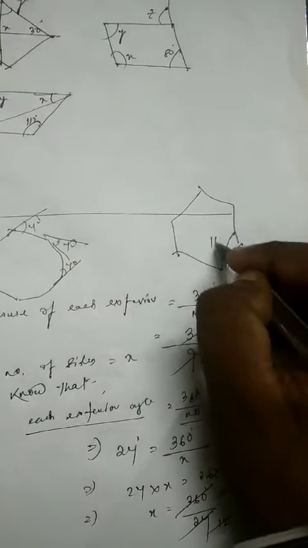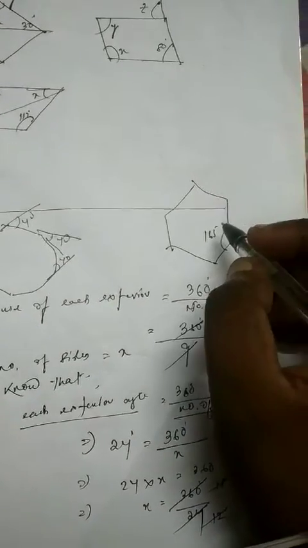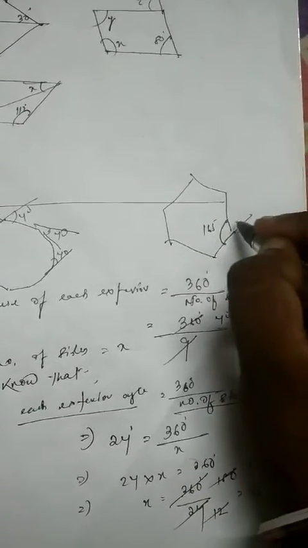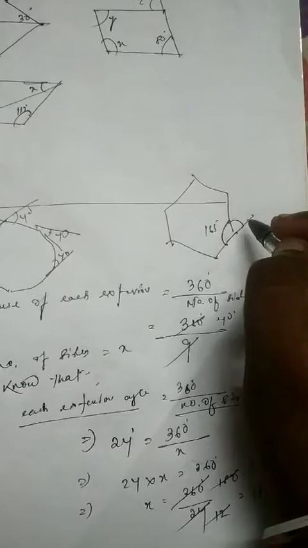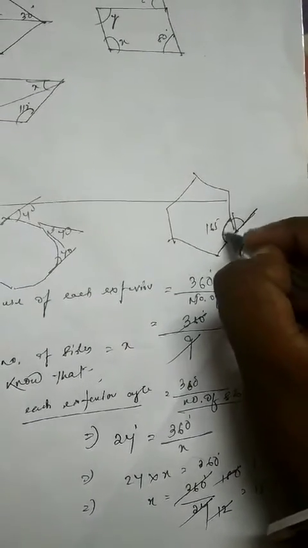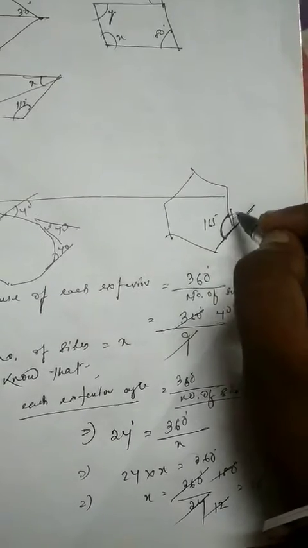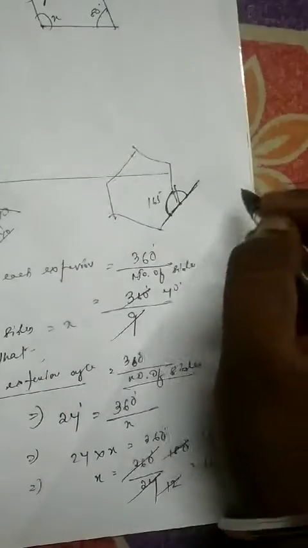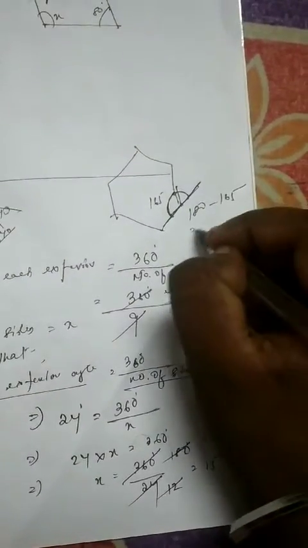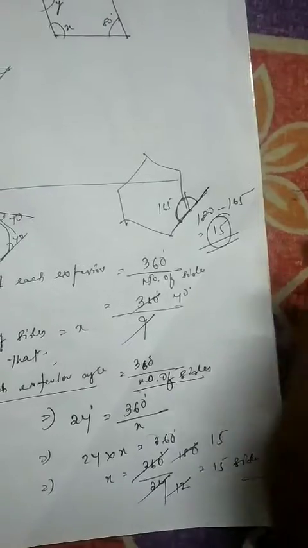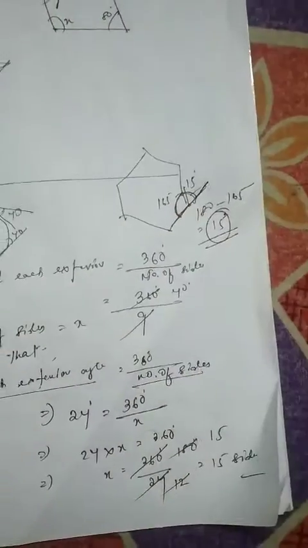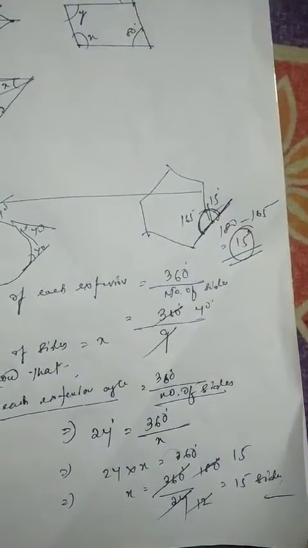If the measure of each interior angle is 165, what is going to be the measure of each exterior angle? I'm sorry, slip of tongue. As we know, it forms a linear pair. So if each interior angle is 165, the exterior angle is going to be 180 minus 165, that is 15 degrees. The measure of each exterior angle is 15 degrees.